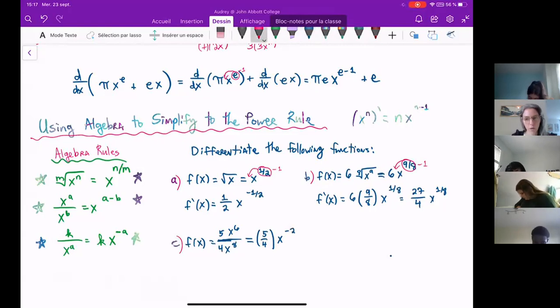Now this is important. I want to be clear that we have to do this. I cannot just do 6x to the 5th on top and 8x to the 7th on the bottom. I can't just do the derivative of the top over the derivative of the bottom. I have to simplify this in order to use the power rule.